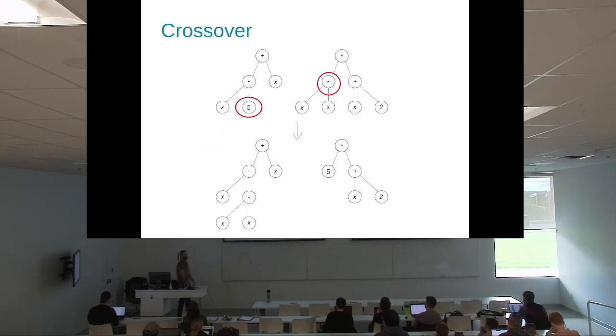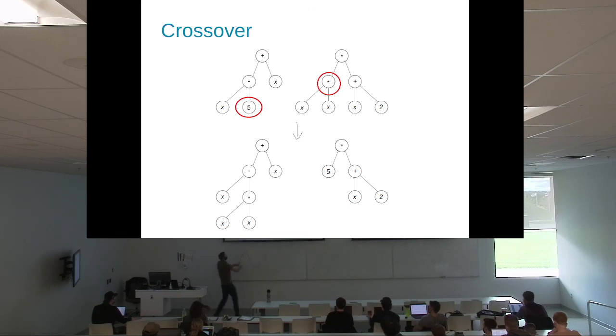So, crossover. Here's an example. Pick two subtrees. This is an example where it's singly typed symbolic regression. How do you pick two subtrees? Just pick two nodes. Maybe it's a leaf node, maybe it's not a leaf node. Pick them, and then swap them.